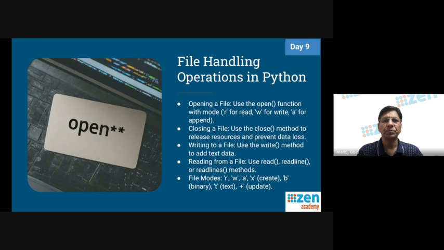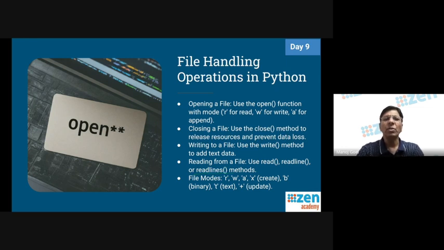We use the write method, writing to the file. We take the file object dot write method to add text data to the file. If you want to write text to the file, then you can use the write method. Same way, if we want to read from the file, we will be using the read or readline method, or readlines method. These three are there. We will see examples of them: read, readline, and readlines methods. Okay, we will see how they work in a short while.